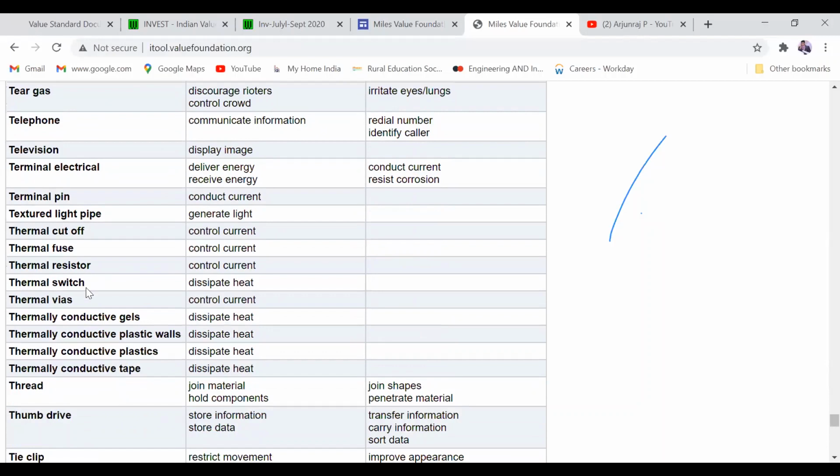The switch. Why do you need to have a thermal switch? The thermal switch is to dissipate heat. The resistor is to control current. Even a fuse, a thermal fuse, is also to control current.